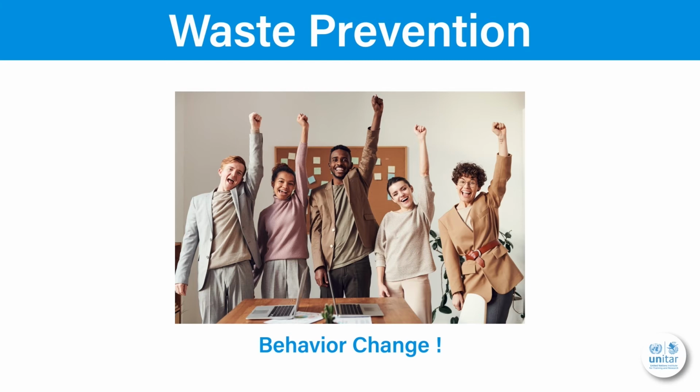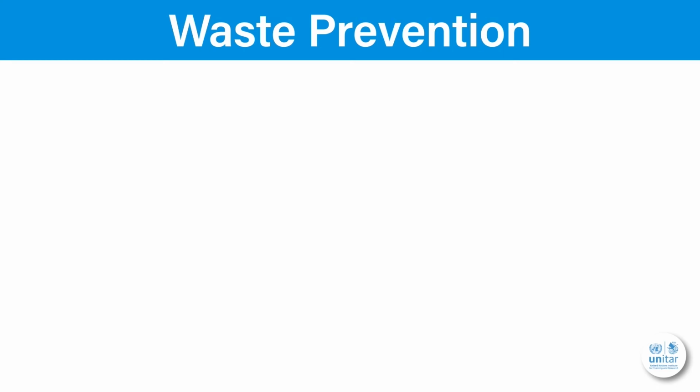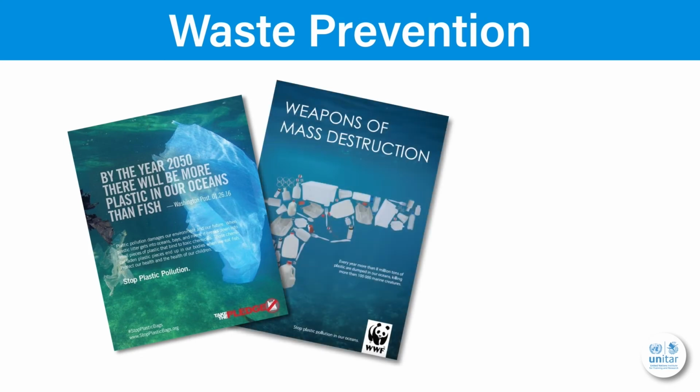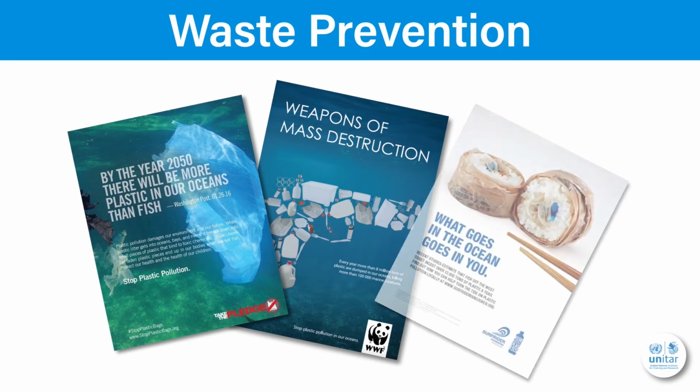Let's go through examples of plastic waste reduction. Campaigns about plastic waste reduction have been going on worldwide, conveying different messages such as showing some alarming facts about how soon we will have more plastic in the oceans than fish, or telling us that plastics are a weapon of mass destruction, and even that what goes in the ocean gets into our bodies.